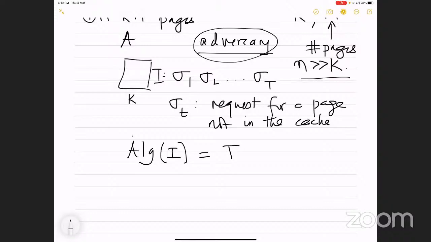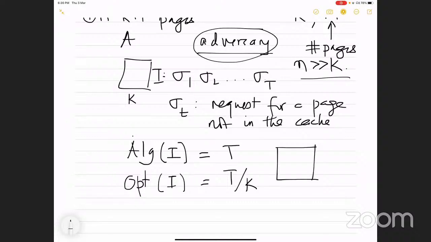Now, what is the optimum for this input? I claim that it is t over k, and the reason is that if you think of the optimum solution, this farthest in future algorithm, it is storing some set of k pages, and say a page is requested which is not in the cache. Which page will I evict? I will evict the page which, among these k pages, will be requested farthest in the future. So in the next k minus 1 time steps, I will not incur a cache miss.